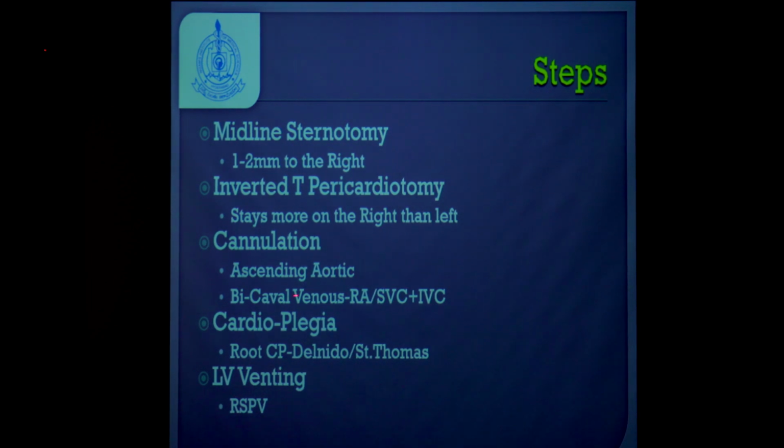Cannulation is again ascending aortic with bicaval venous cannulation. Cardioplegia is a root cardioplegia. The solutions we use are either Del Nido or St. Thomas solutions, and LV venting is through the RSPV.